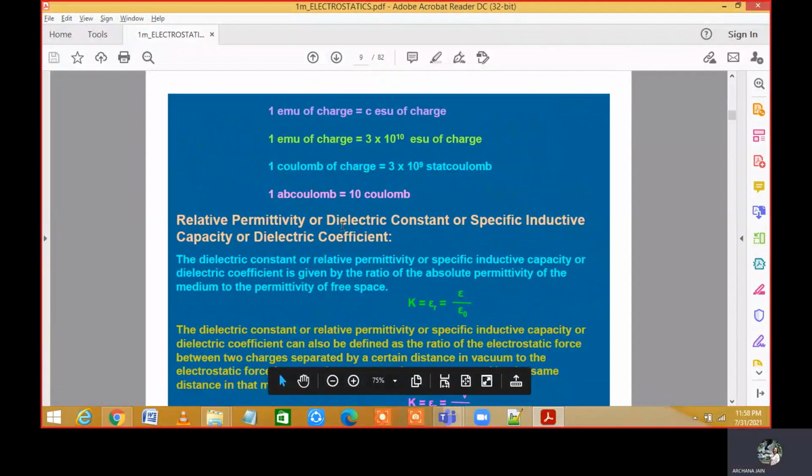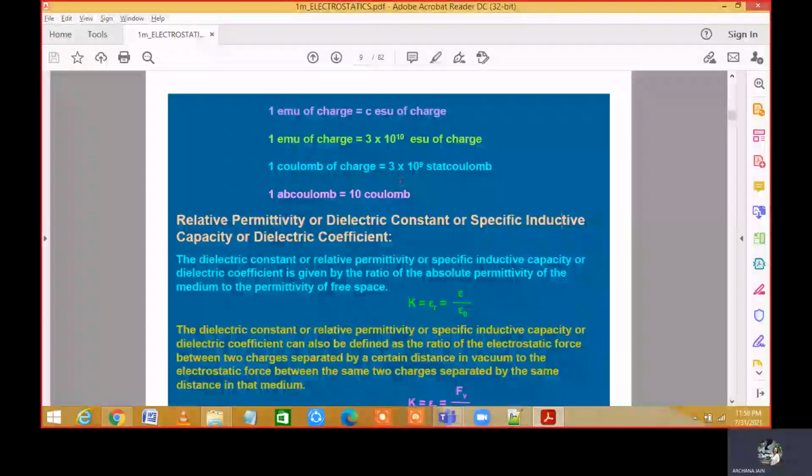Now, these are certain conversions. 1 EMU, electromagnetic unit of charge, is C times ESU, electrostatic unit, where C means speed of light. These are conversions. 1 EMU is 3 into 10 to the power 10 ESU of charge. 1 coulomb of charge is 3 into 10 to the power 9 stat coulomb.